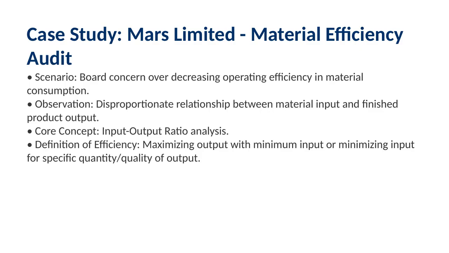Now, before we jump into the solution, let's understand the core concept. Decreasing operating efficiency and material consumption is all about the input-output ratio. In simple terms, efficiency is achieved when we maximize the output using the minimum possible inputs, or when we minimize the input for a specific quantity and quality of output.